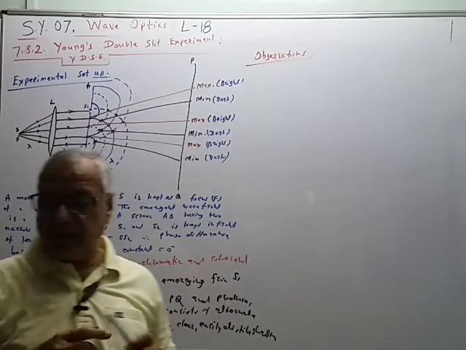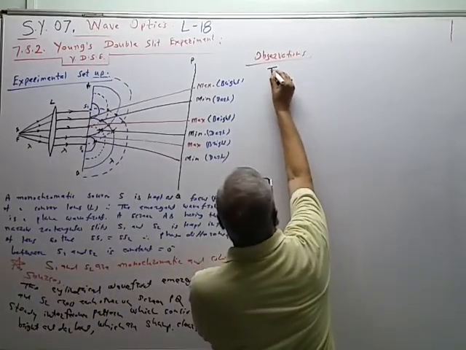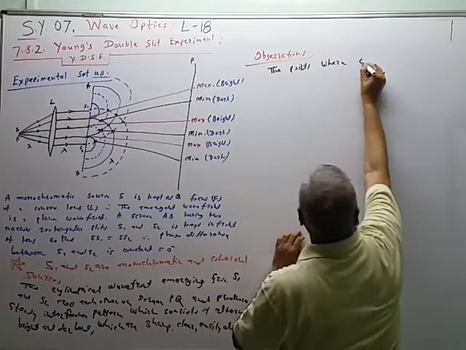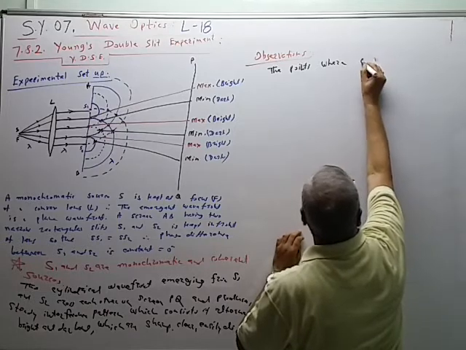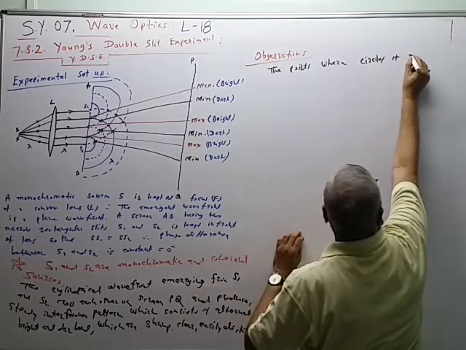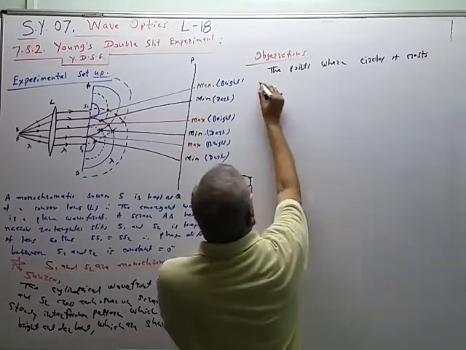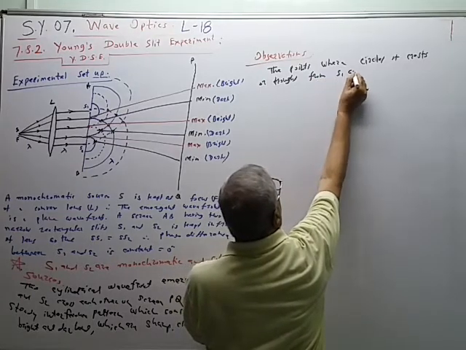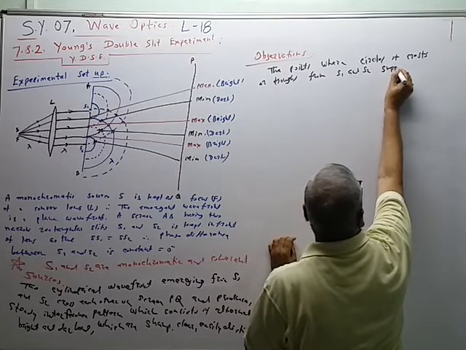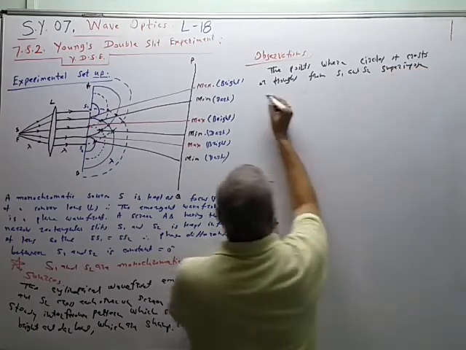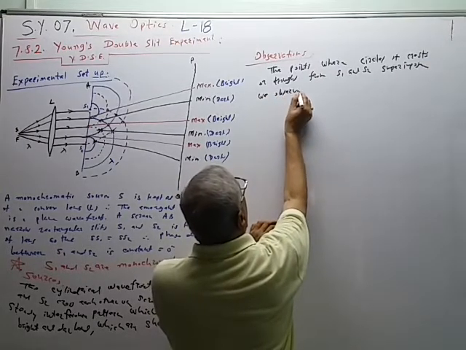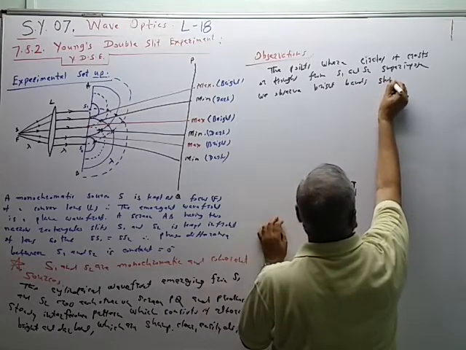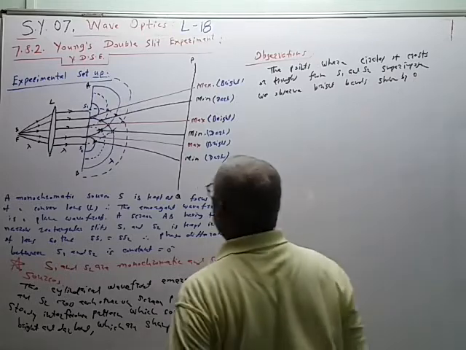So the nature of the interference pattern we already know. The points where circles of crests, actually they are spheres, circles of crests or troughs from coherent sources S1 and S2 superimpose, we observe a bright band, shown by a hollow circle. Here we show the hollow circle.